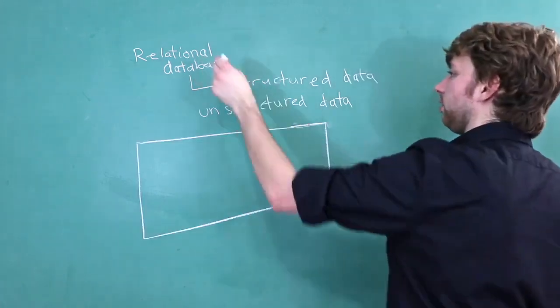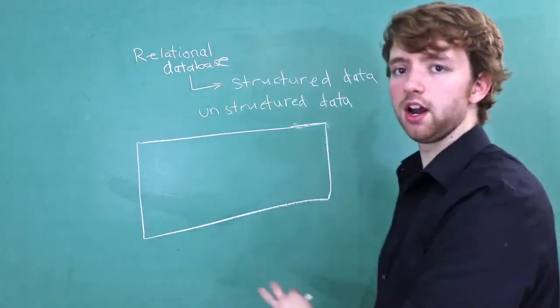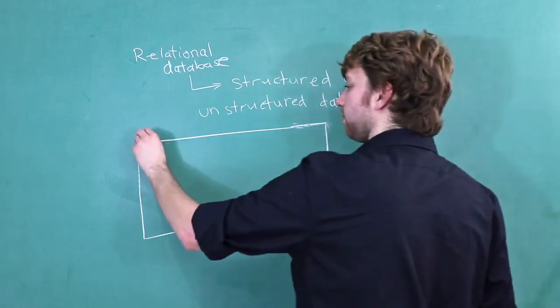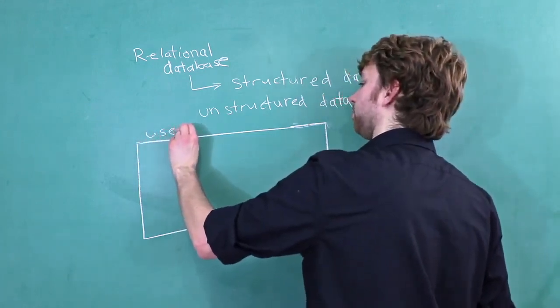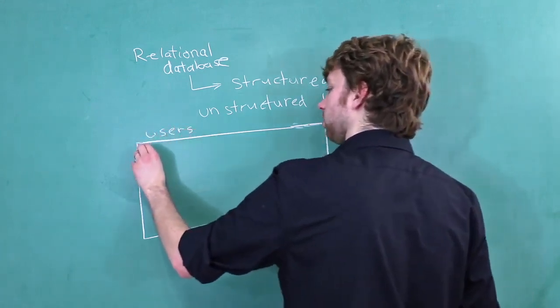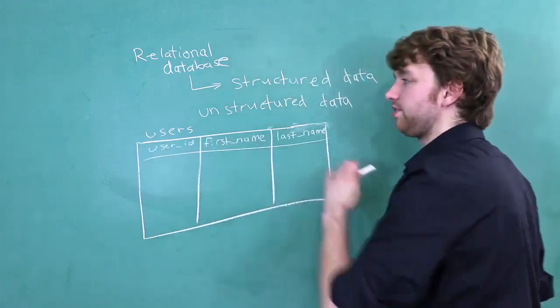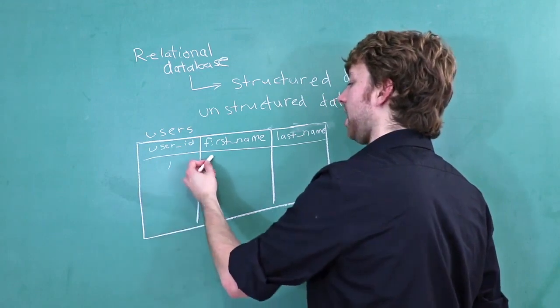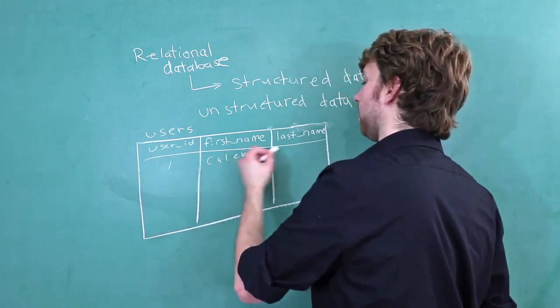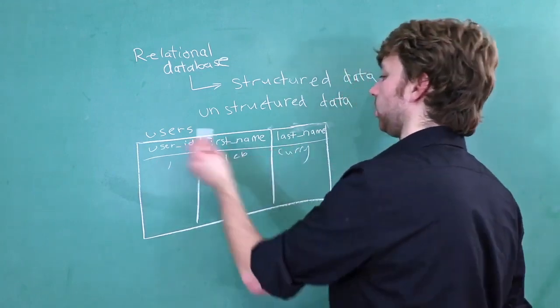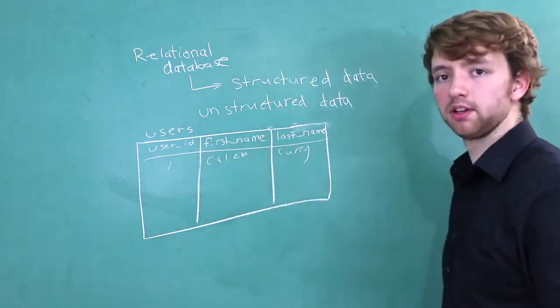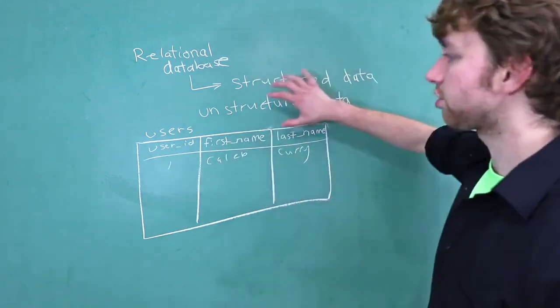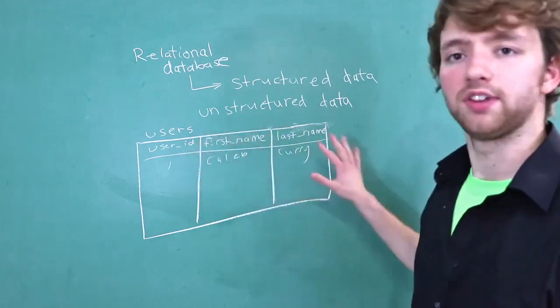When we are working with a relational database, we represent our data in tables. So this is a table and it's going to have a name, for example, users. And then we're going to have columns. These columns define the structure of our data. Every single user in here is going to have the structure made by this table. So a user ID, first name, and last name. This is structured data. Unstructured data does not follow table rules.